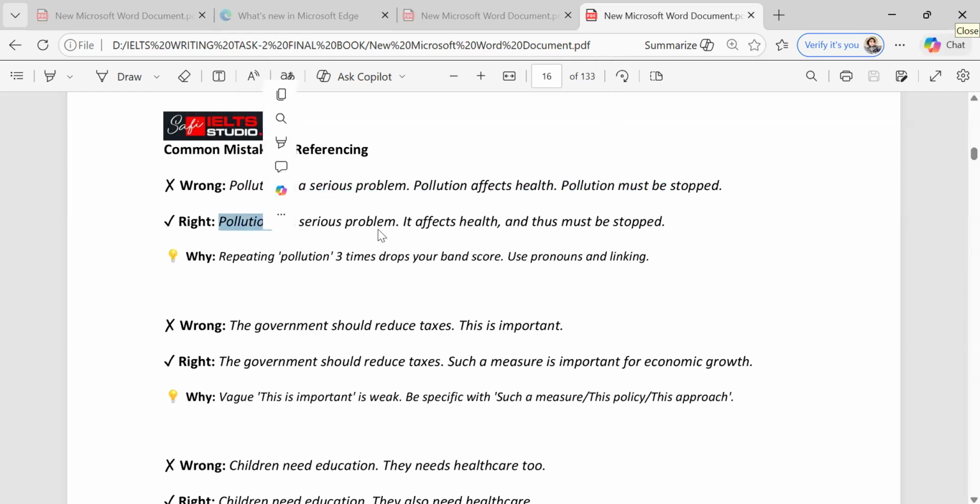Pollution is a serious problem. It affects health, and thus must be stopped. Now we have used "it" instead of "pollution", we have used a pronoun. And we use a linker, "and thus" instead of "and therefore".